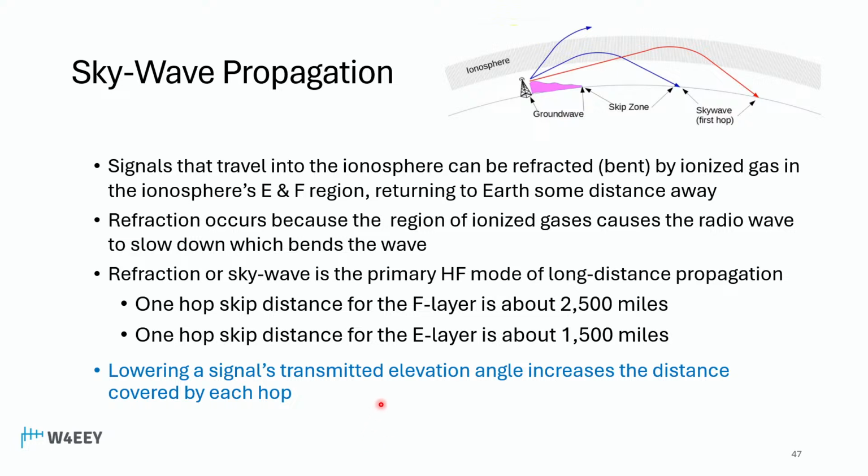Now this one might seem a little tricky, but think about it. Lowering a signal's transmitted elevation angle increases the distance covered by each hop. Well, let's look up here to see if we can make sense of that. So this is a fairly low angle of radiation compared to this one. You can see if we have a lower angle of radiation, it goes further. So hopefully those two things will connect, so this will make sense. Lowering a signal's transmitted elevation angle increases the distance covered by each hop. We see that graphically up here.